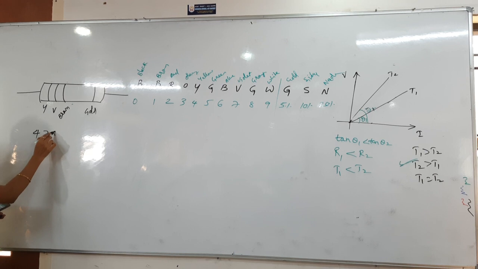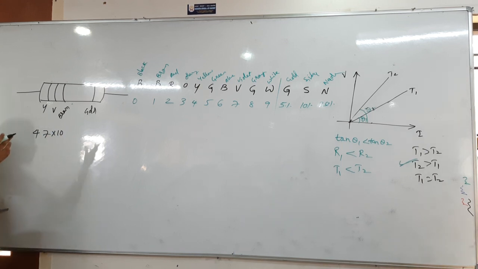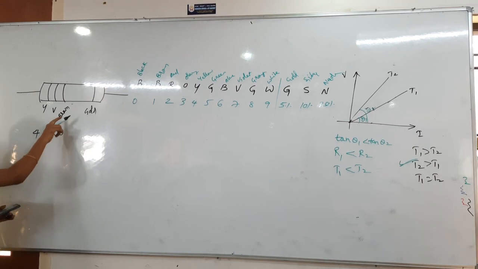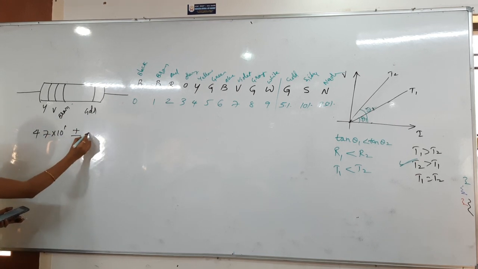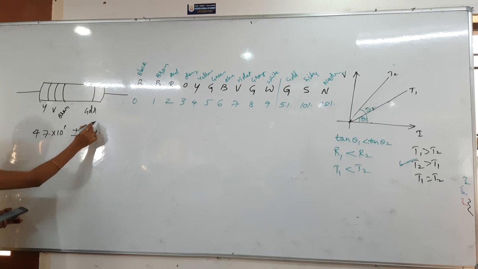7. The third one is what? You have to raise the 10 power here. How much is the 10 power here? Brown means the brown number is how much? 1. Plus or minus, gold is how much? Gold tolerance is 5%. That's it.